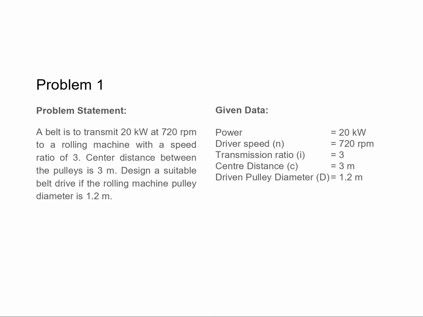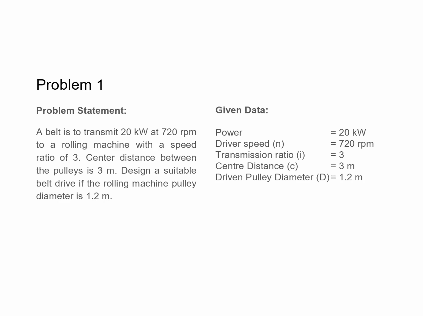Let us see one problem. A belt is to transmit 20 kilowatt at 720 rpm to a rolling machine with a speed ratio of 3. Center distance between the pulleys is 3 meter. Design a suitable belt drive if the rolling machine pulley diameter is 1.2 meter.